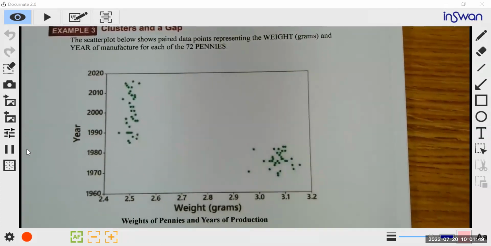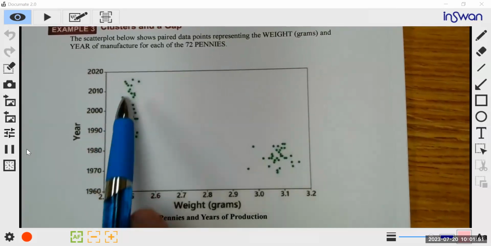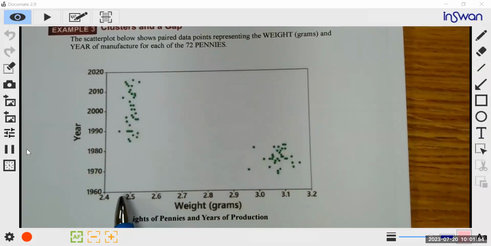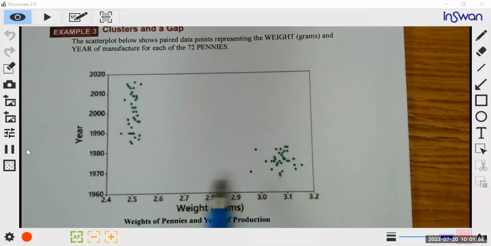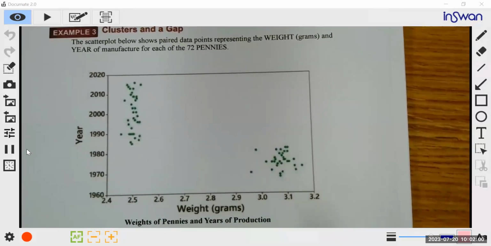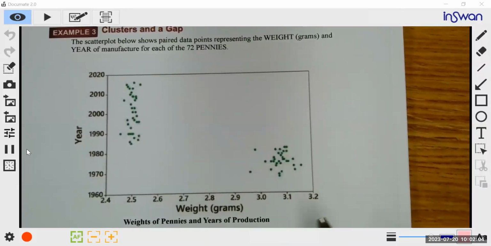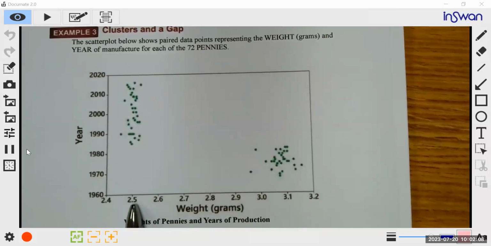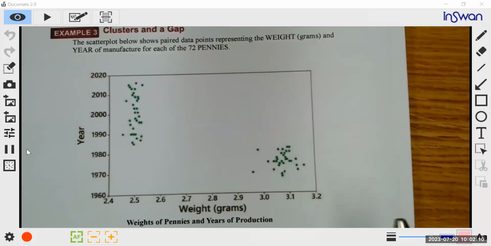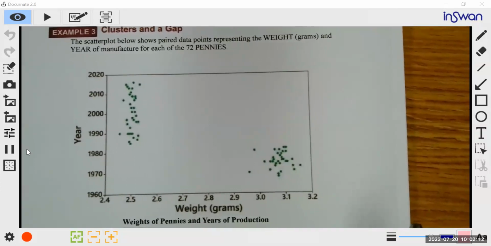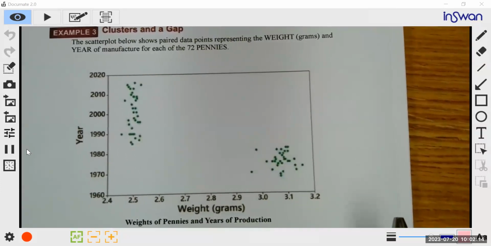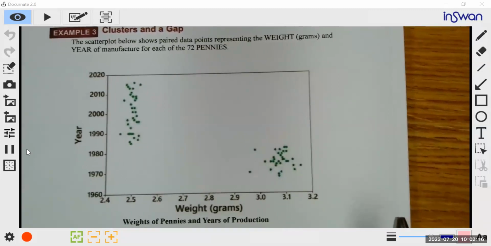The data shows us that the newer pennies are lighter weight. The older pennies are heavier. But we're also looking at weights in grams, from 2.5 to 3.1. We're looking at 0.6 of a gram. That's very light. You couldn't tell that by just holding it.